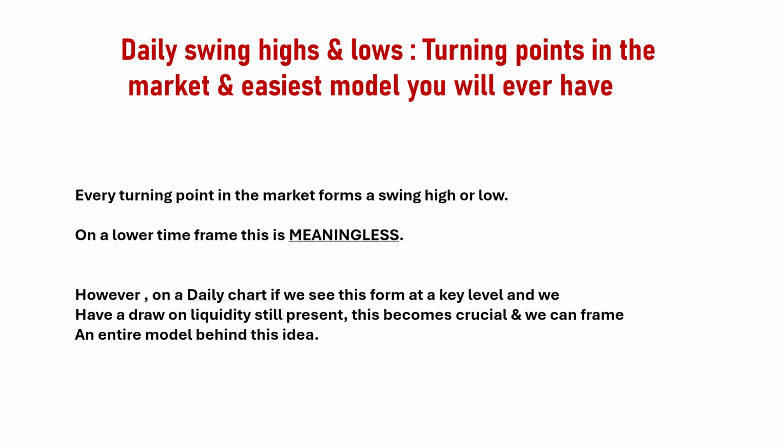We have to understand where the daily swing high or low is forming. Is the daily swing high and low forming at a key level or not? If it's not forming at a key level, that means that swing high and low is low probability. And of course, in the upcoming slide, you will understand in more depth. As we know, every turning point in the market forms a swing high or low on the lower time frame, and this is meaningless. So we're going to use this on the daily time frame. You can use it on weekly as well, but it works very well on daily.